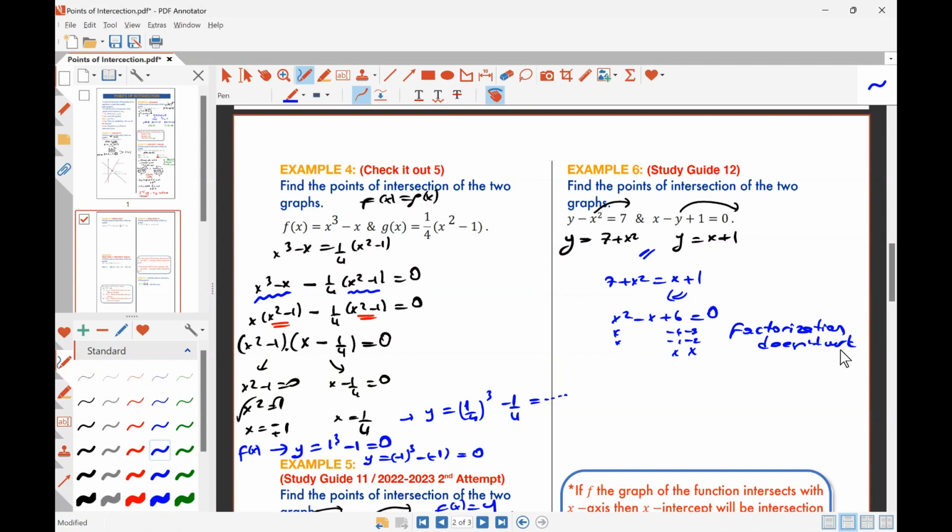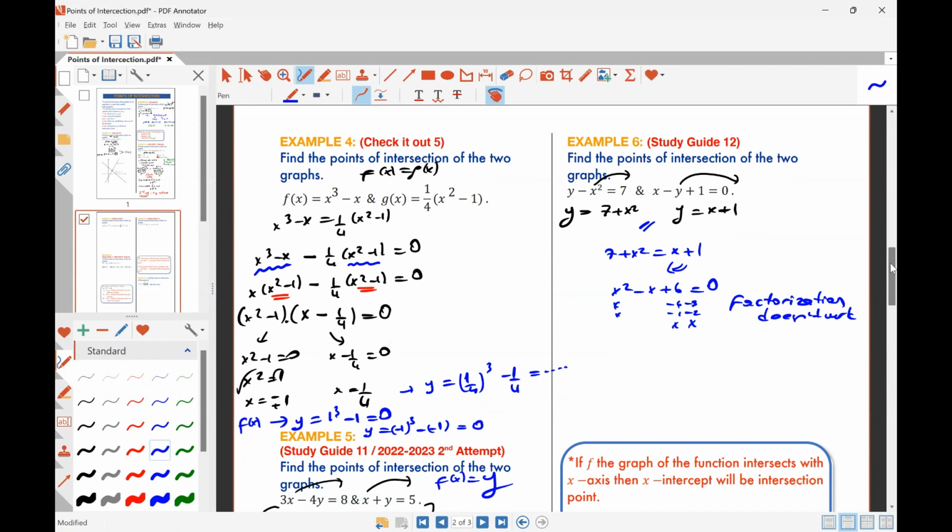So if factorization doesn't work, we studied the quadratic formula before. So we can find the discriminant first and see if we have a real root. If we do, we could use the quadratic formula to find them. If we don't, we simply say there is no solution. So let's find the discriminant. B squared minus 4ac.